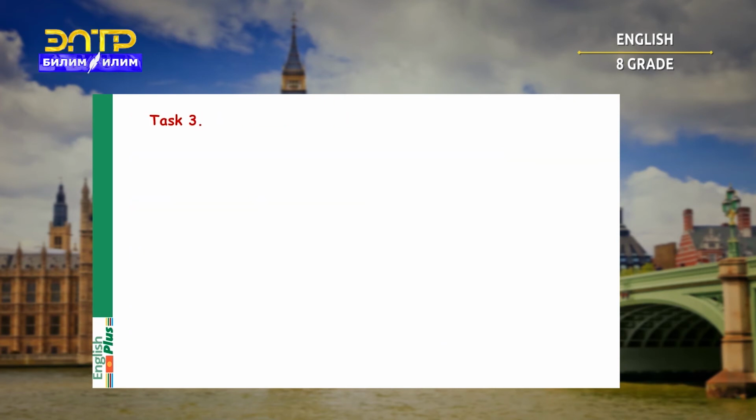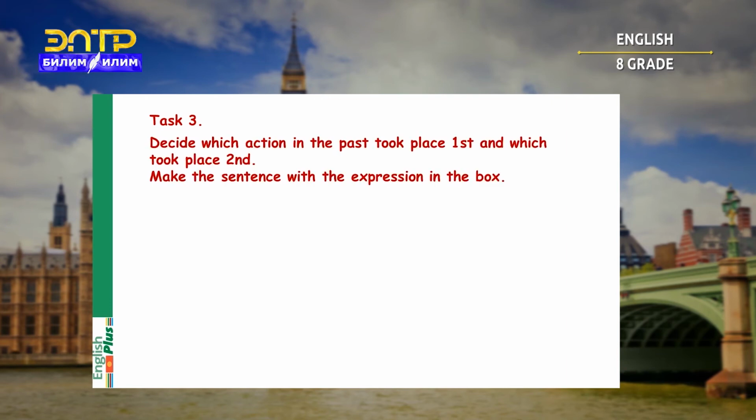Now let's look at task number 3. Here you should decide which action in the past took place first and which took place second. Make the sentence with the expression in the box. First, let's do together. I took an aspirin, I felt better. Let's decide which action happened first. Of course, first I took an aspirin. That is why I felt better.